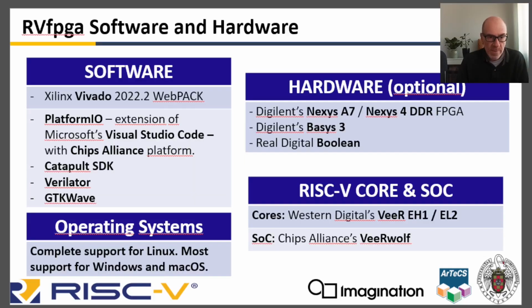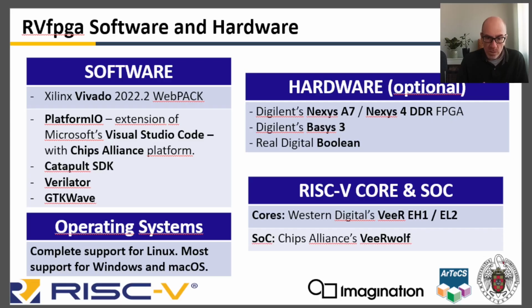To use RVfpga, you need to install either PlatformIO, which is an extension of Visual Studio Code with the Chips Alliance platform, or the Codasip Studio SDK. Besides, you need some other tools such as Verilator or GTKWave, and you also need to install Vivado in case you want to make changes to the SoC for the FPGA. There's complete support for Linux, and most things are also supported in Windows and macOS. As the optional hardware, 3 FPGA boards are supported: Nexys A7, Basys 3, and Boolean, but remember that everything can be run in simulation.